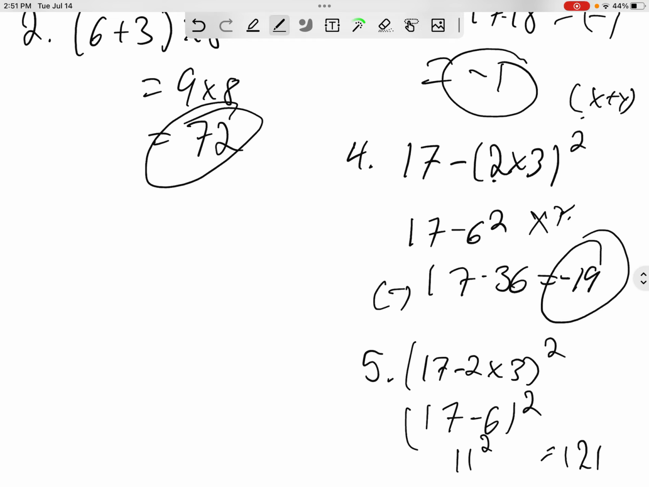So that's the answer to the 5th question. So for number 6, it's going to be a tough one. If you solve it, you'll get a big smiley face.